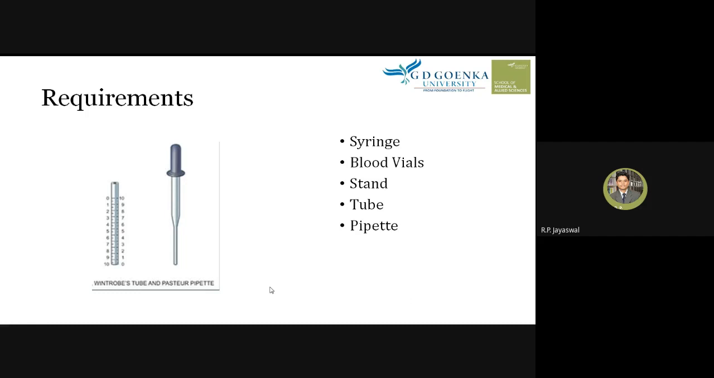You can see in the image there is a tube and there is a scale over there, 0 to 10 downwards and again 0 to 10 upward. So you can see the scale. Other requirements we have are a Pasteur pipette, syringe, blood vials, and a stand. The tube is what we call the Wintrobe tube, and the pipette is the Pasteur pipette, right? These are the requirements we need to arrange so that we can perform the packed cell volume test.